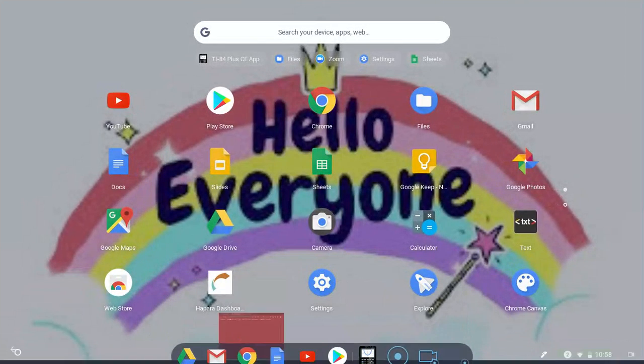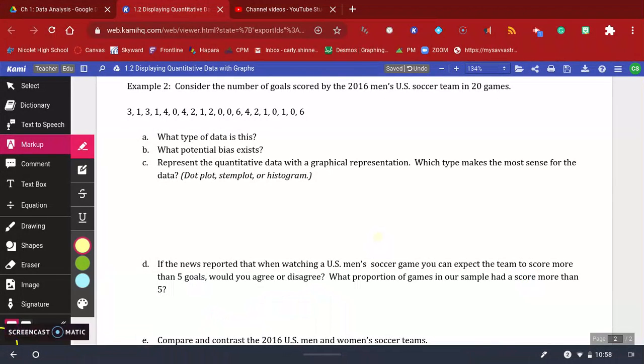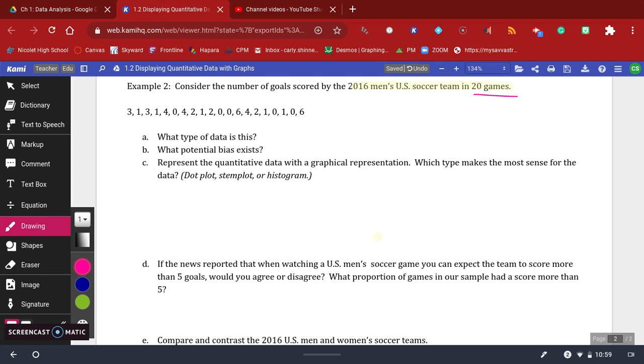All right, folks, let's keep it going here. Our last thing that we're going to cover is how to describe, compare and contrast multiple distributions. So what I have for us here is the number of goals scored by the 2016 men's U.S. soccer team in the same 20 games. Not in the same 20 games, but the same number, 20 games. The same number of data points.